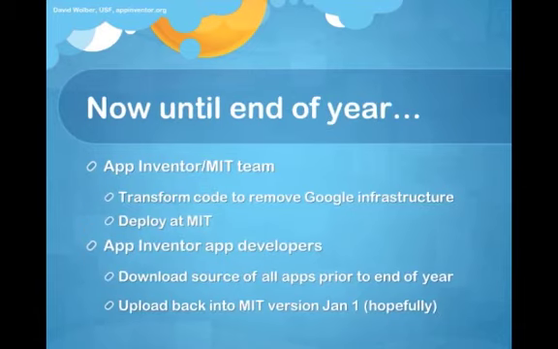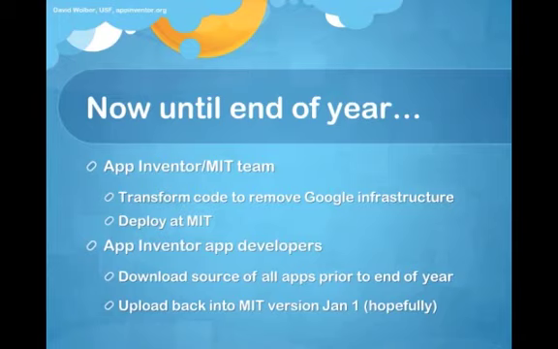So a couple of things. Now, until the start of 2012, I guess the main piece of information is the App Inventor team has to transform the code before they can get it up at MIT and before they can open source it. Right? It's got a bunch of Google dependencies, so Google infrastructure.